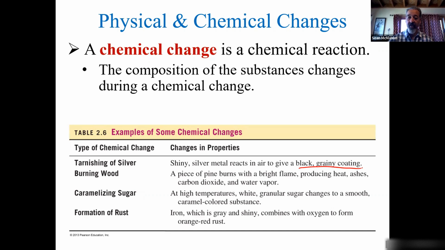Burning of wood converts it to water vapor and CO2 and energy. Caramelizing sugar: a lot of times when people cook, they caramelize, which brings the sugar out and makes things sweeter, like with onions, grilled caramelized onions. Formation of rust. So here we're seeing chemical changes. And as a result, once there's a chemical change, there's a change in the properties of the new substance, okay?